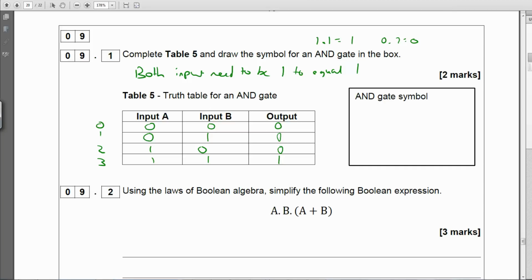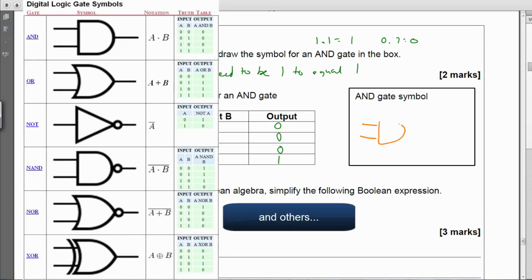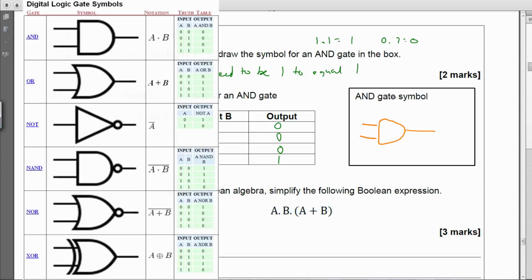To draw the AND gate symbol, I'll show you what it looks like. You have the 2 inputs coming in, and it looks like that. Not the greatest at drawing. It's meant to be like a straight line and a curve, like that.